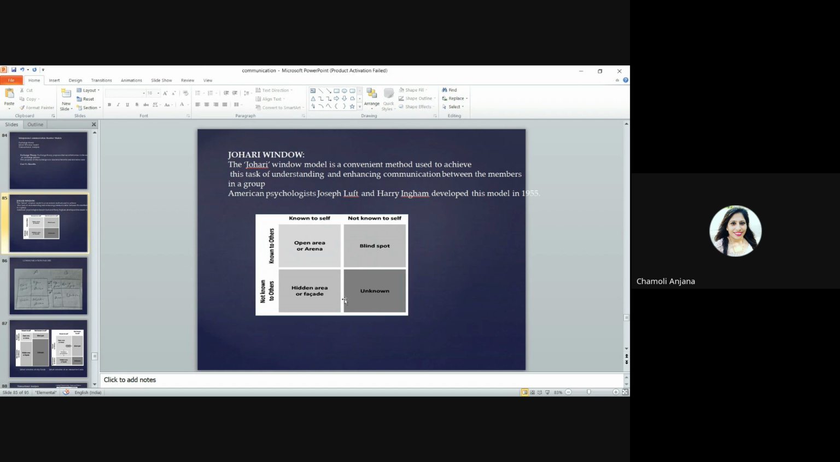Okay, so these are the four parts of the Johari window of any person. Every person has these four parts of a Johari window.